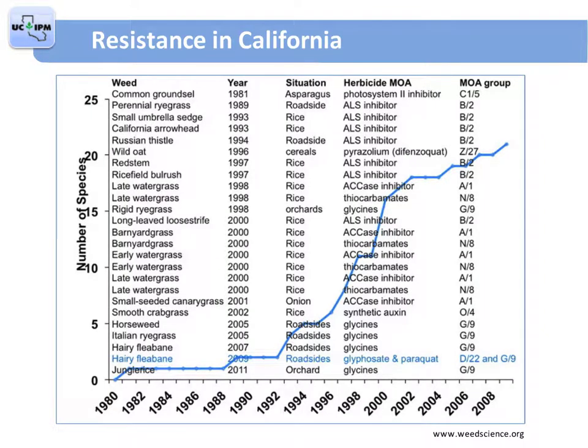This is a list of weeds in California that are resistant to herbicides. There are 25 different species. You can see when and where the resistance was first confirmed and what modes of action group they belong to. The blue line represents the cumulative number of resistant weeds.